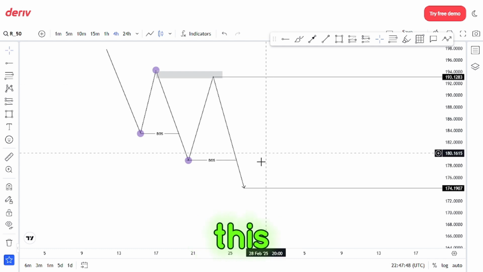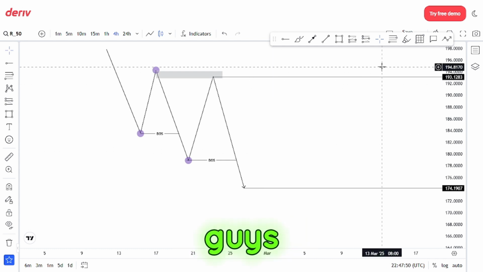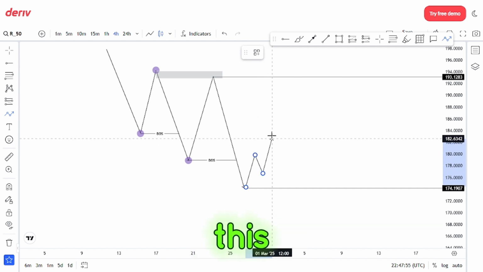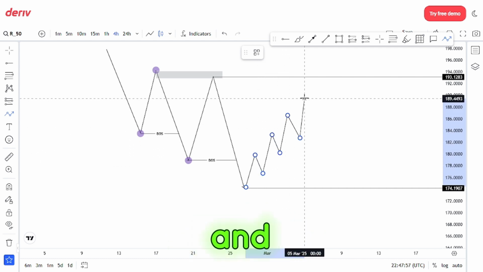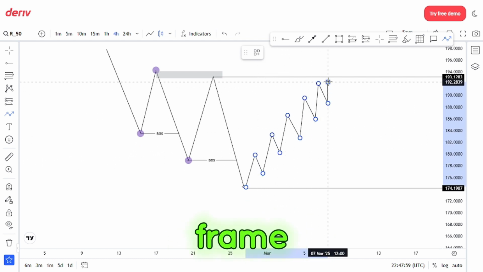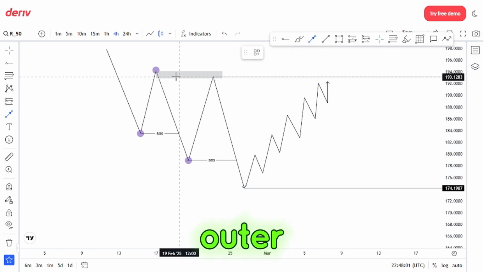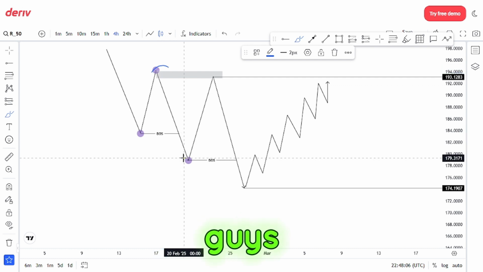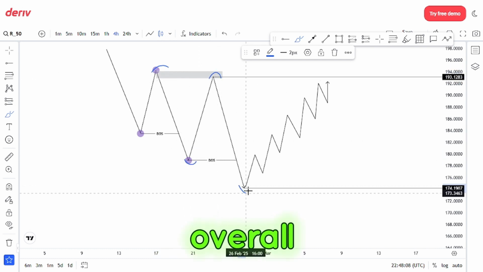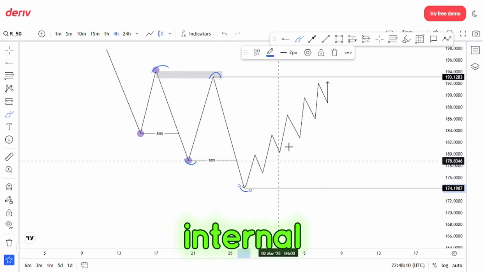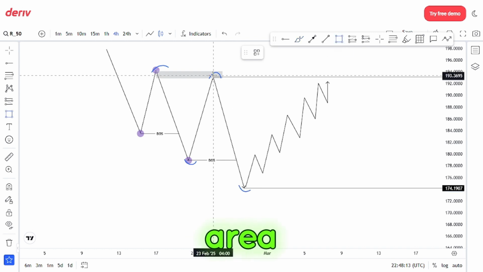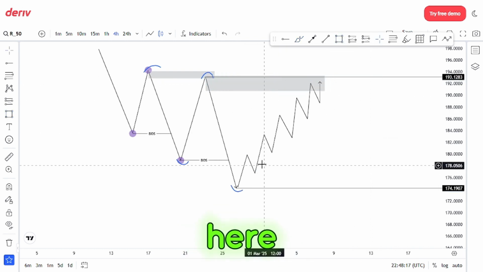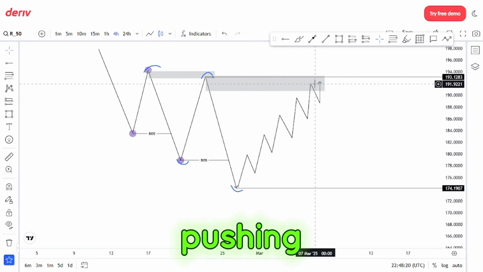Whatever's happening within this point, it's all internal, guys. So the internal structure or the order flow will just push to the upside in this type of manner, creating higher highs and higher lows on the 15-minute time frame. But knowing that these outer structure highs or swing highs and swing lows are on the 4-hour, guys, we already know the overall trend is to the downside, so the internal order flow has to reach an area of value. So let's say maybe we tap into this supply zone here, and then this is the internal order flow pushing to the upside.